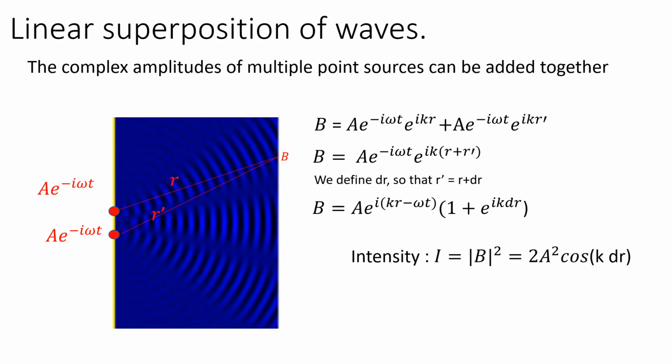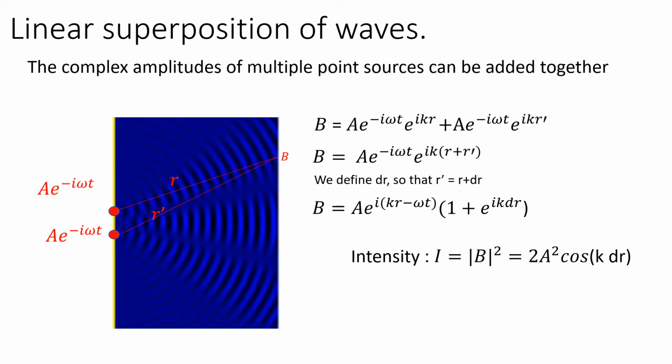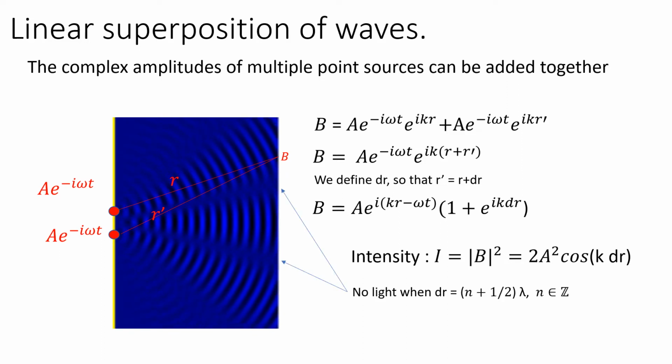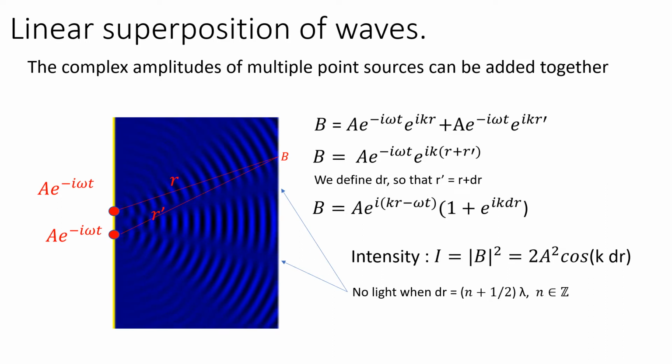If dr is a full number of wavelengths, the waves add up. We call this constructive interference, and there is plenty of light. But when the difference of propagation path between the two waves lands at half a wavelength, the two oscillations cancel each other out, and there is no light. We call this destructive interference.